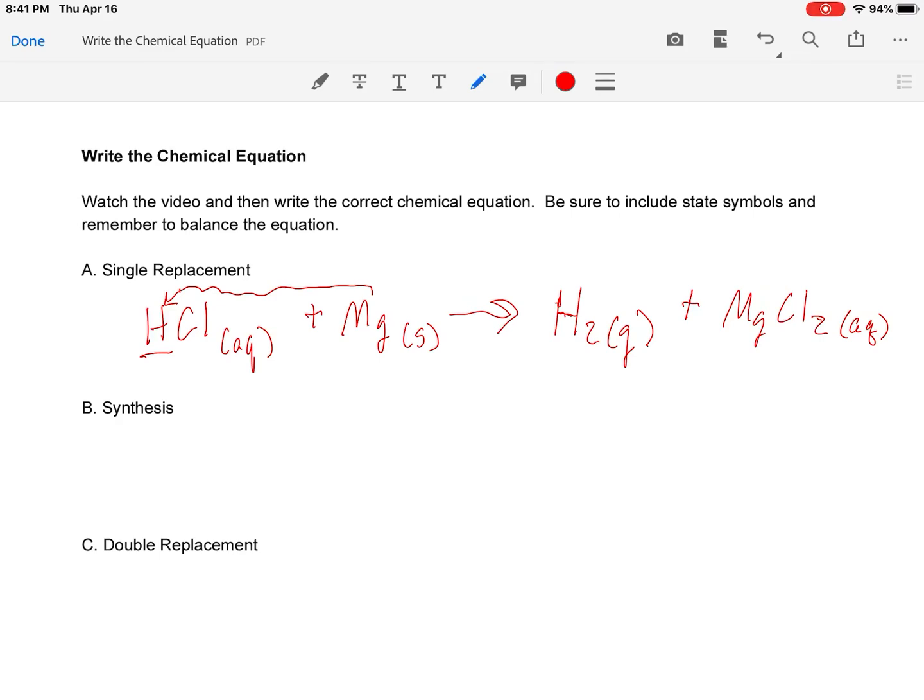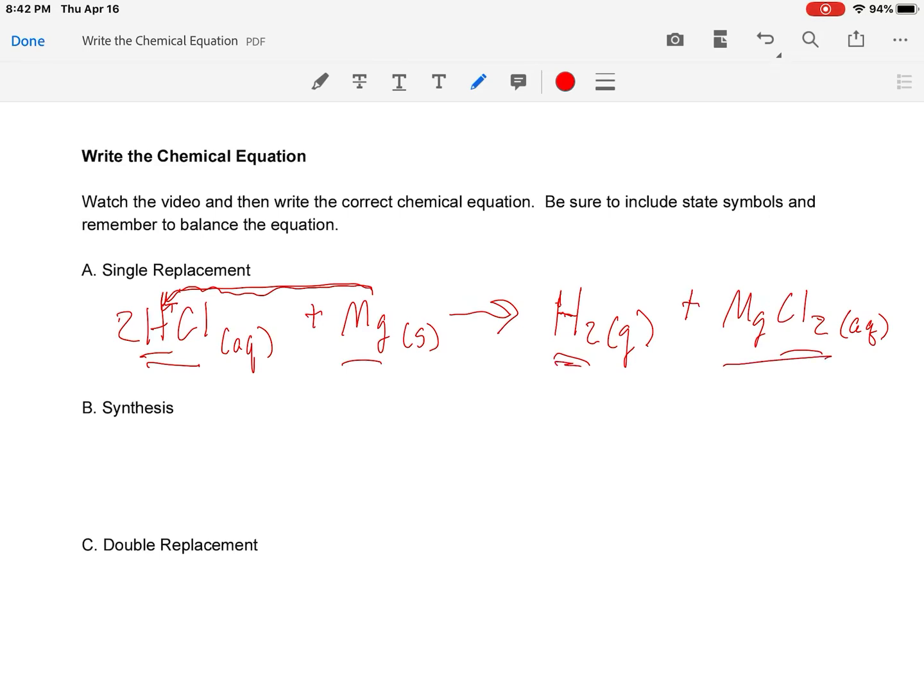Now the last thing we need to do here is balance the equation. We've got 2 hydrogens and 2 chlorines on this side, and we can fix both of those things by putting a 2 out in front of our HCl. And now it's all balanced up. So again, single replacement reaction, we have a compound and an element by itself. That element replaces an element in the compound, and now we have a new element by itself over here, and we have a new compound.